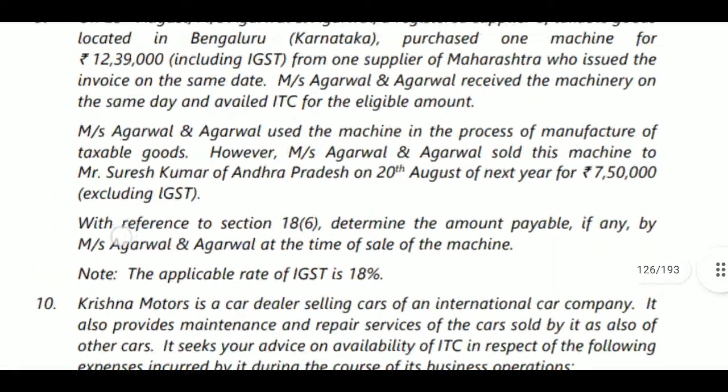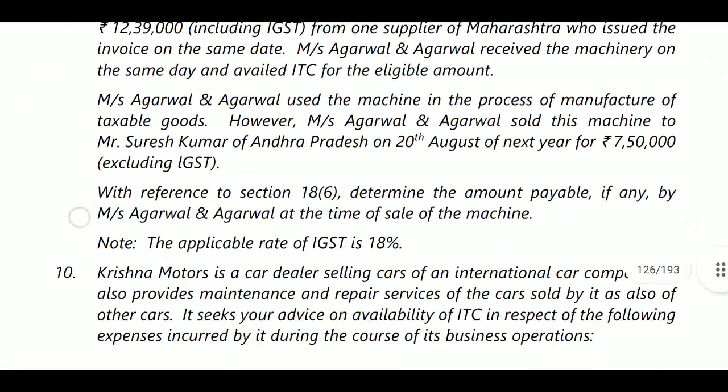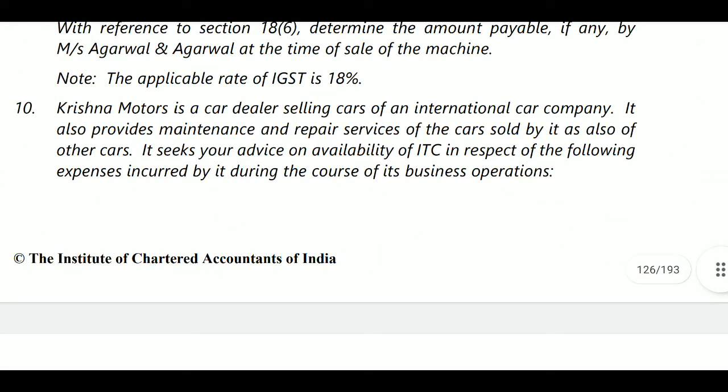Okay, the 10th question: Krishna Motors is a car dealer selling cars of an international cars company. It also provides maintenance and repair services for cars sold by it and also other cars. It seeks your advice on availability of ITC in respect of the following expenses incurred by it during the course of its business operations. First, cars purchased from the manufacturer for making further supply of such cars.